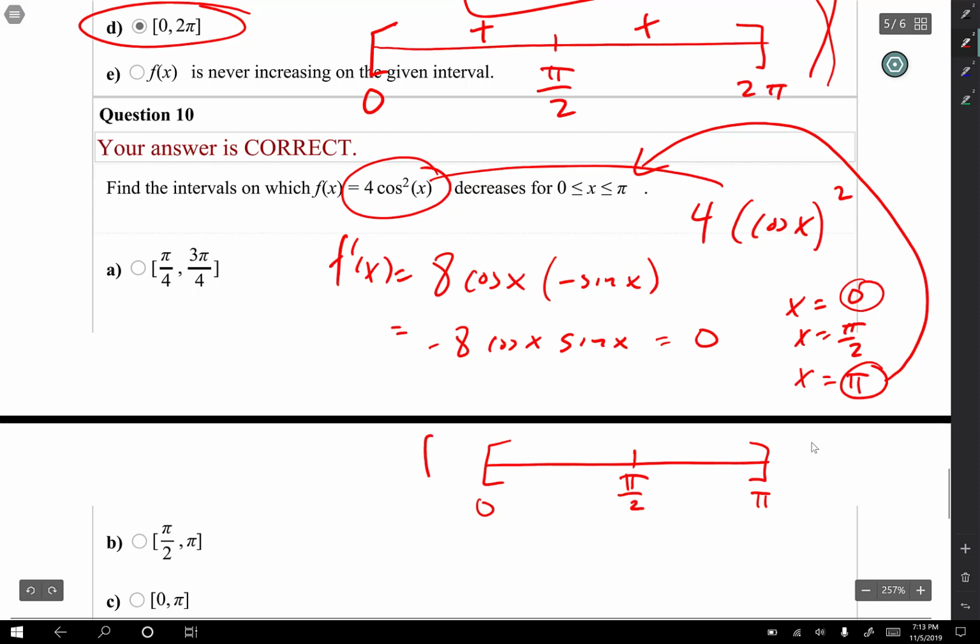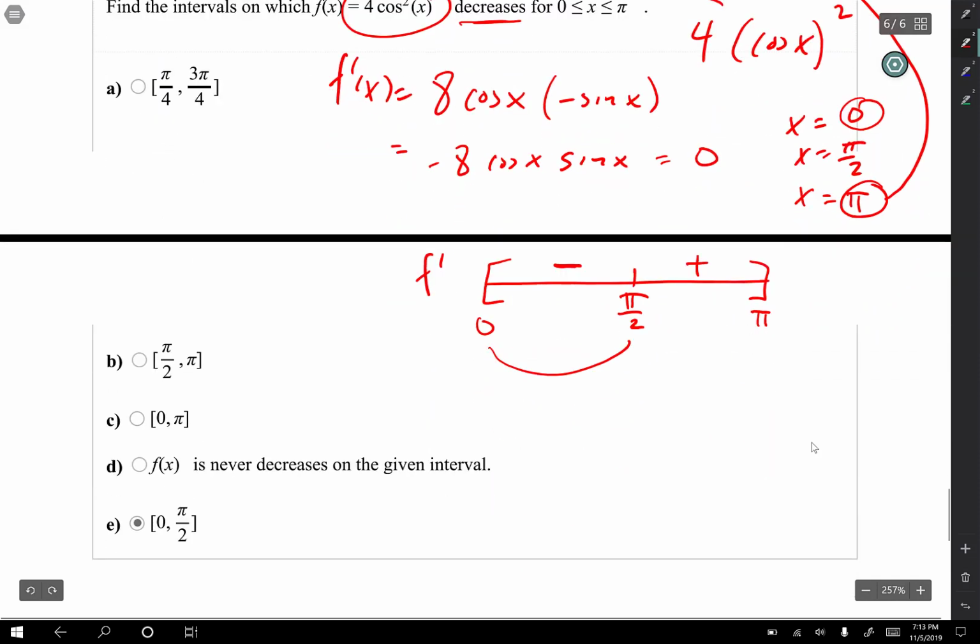I'm going to call this f prime. If I plug in pi over 4, cosine and sine are both positive, but I got a negative here, so I'm going to say this is negative. If I plug in a number that's bigger than pi over 2, like 3 pi over 4, cosine of 3 pi over 4 is a negative square root of 2 over 2, but sine of 3 pi over 4 is a positive. So negative times a positive is a positive. So there it is. I want to know where it decreases. It decreases between 0 and pi over 2. So there it is, guys.